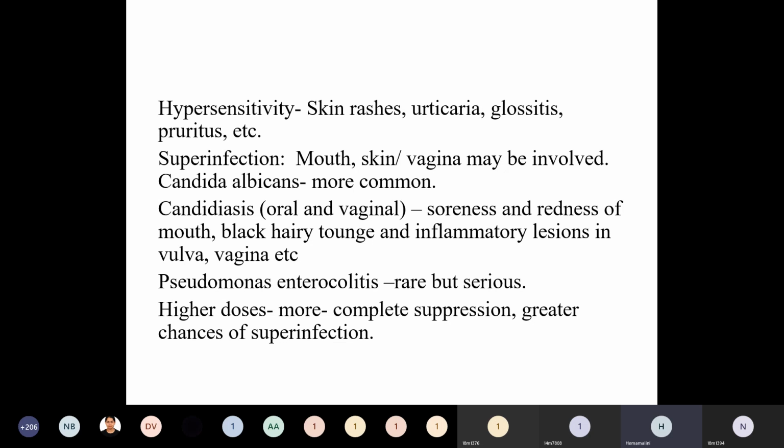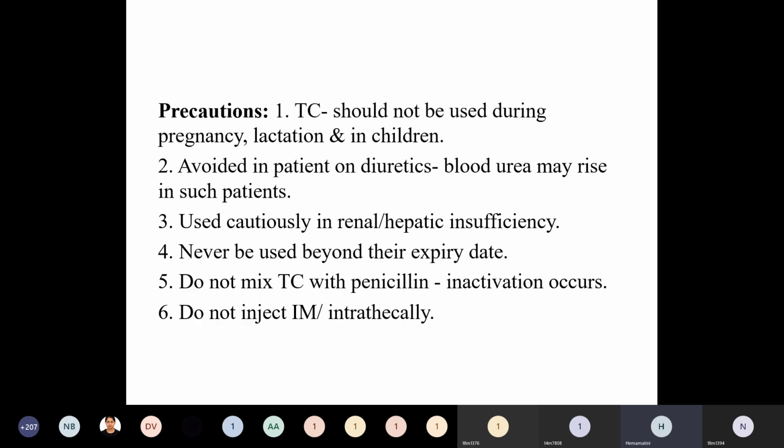If you give higher doses for a longer time, it induces more complete suppression of intestinal flora and greater chances of development of superinfections. Next, what precautions do we have to take to avoid these adverse effects? Tetracycline should not be used during pregnancy, lactation and in children. Tetracyclines should be avoided in patients on diuretics, as it may increase blood urea level. Use them cautiously in renal and hepatic disease patients.